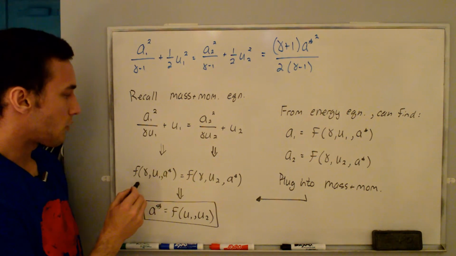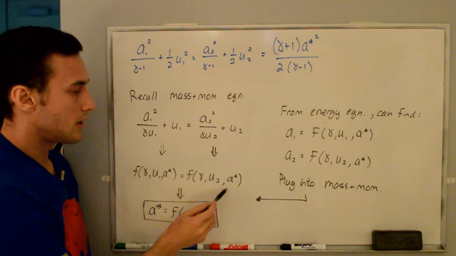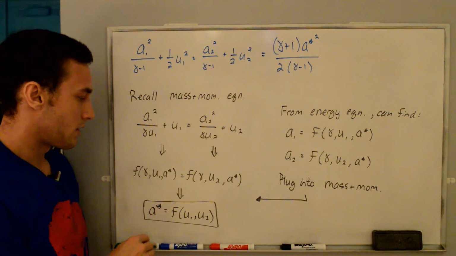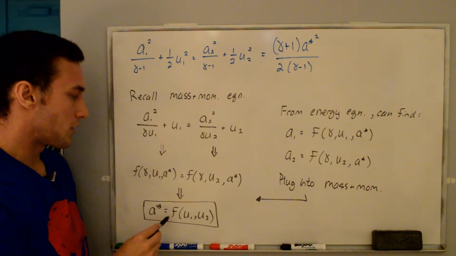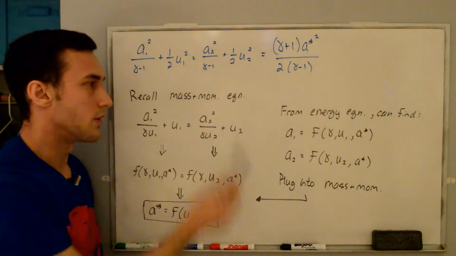That means that our left-hand side will be a function of gamma, U1, and A star. The right-hand side will be a function of gamma, U2, and A star. And what ends up happening is we can derive an expression for A star that's only a function of U1 and U2, and that's the Prandtl relation. So that's where we're going with this whole analysis here.